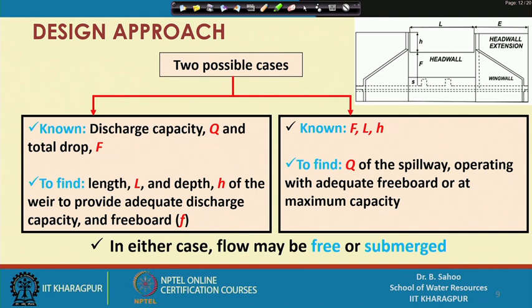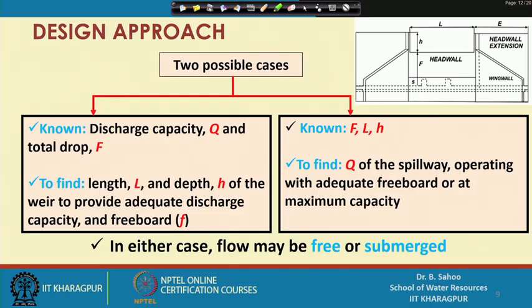Then coming to the design approach. For the design approach there are two possible cases. It can be either free flow condition or submerged flow condition. For free flow condition, generally the water should be freely flowing, there is no disturbance at the tailwater, and in case of submerged, generally the tailwater height is above the crest level of the rectangular weir. So, this could be of two possible cases.